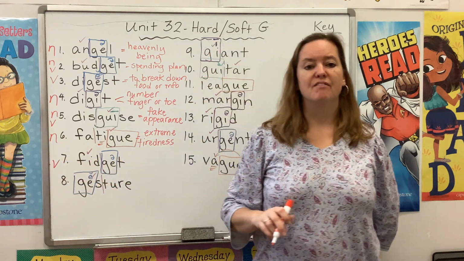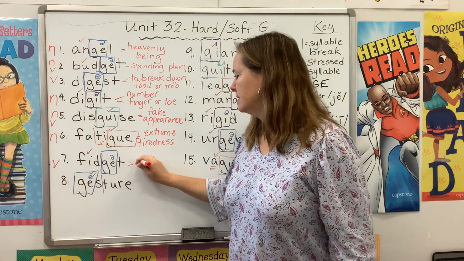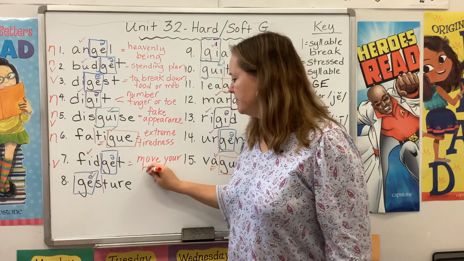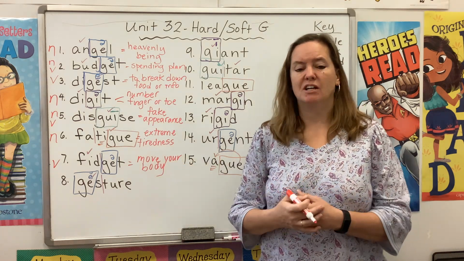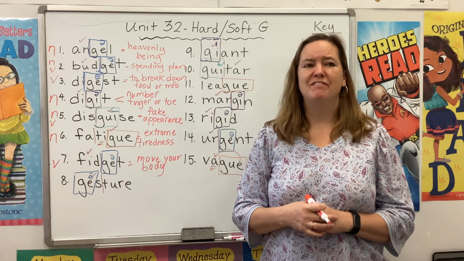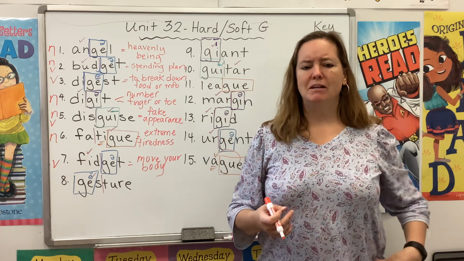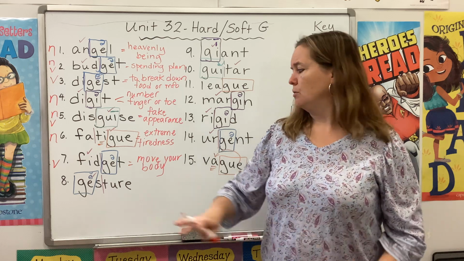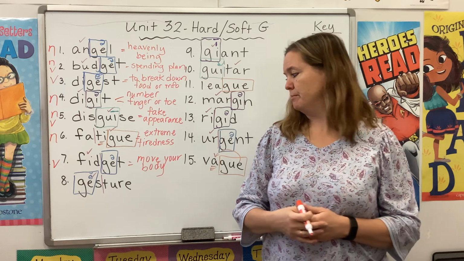Fidget is a verb. When you fidget, you move your body, you squirm. There are different reasons why people fidget. Sometimes little kids fidget because they're bored, right? Because they can't sit still any longer. Sometimes we fidget because our clothes are uncomfortable. Maybe there's a scratchy tag. Maybe the belt's too tight, and so we're moving our body to try to get comfortable. So when somebody fidgets, it's usually a sign that they are feeling uncomfortable.